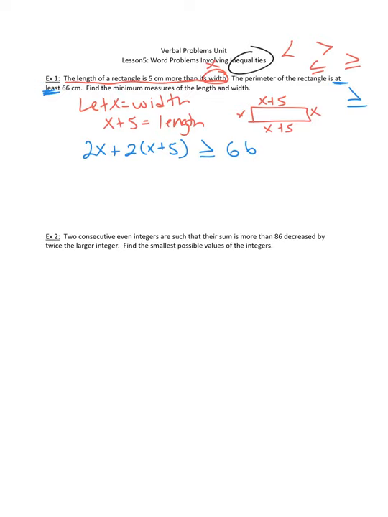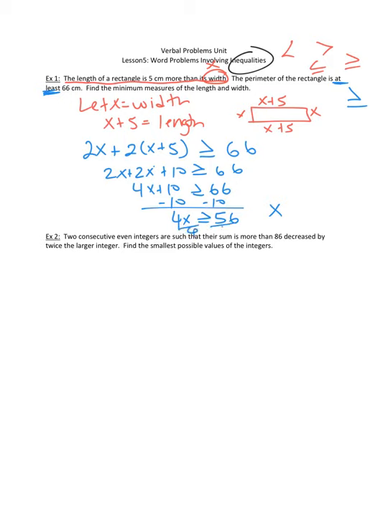Okay? And we're just going to distribute and solve. So I have 2x plus 2x plus 10 is greater than or equal to 66. 4x plus 10 is greater than or equal to 66. Subtract the 10. 4x is greater than or equal to 56. Divide by 4. X is greater than or equal to 14.